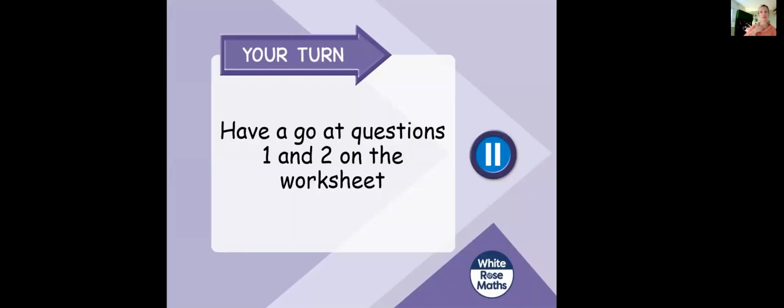So pause me now and have a go at questions 1 and 2 on your worksheet. Make sure you really pay close attention to any keys that there are. Read the questions carefully and do very neat little pictures. Make sure all the pictures look the same.